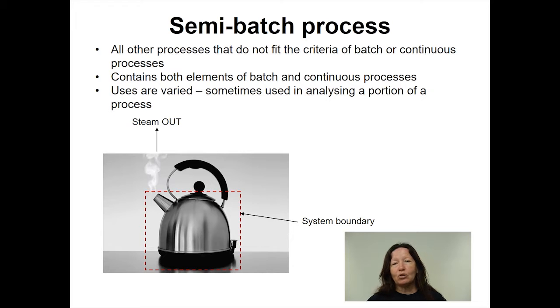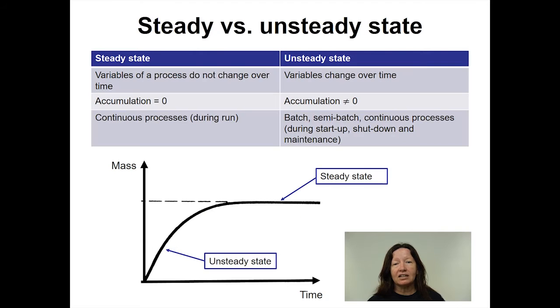Let's have a look at how this translates into having a steady state or an unsteady state. What does that mean? Let's use the graph to help us understand steady state versus unsteady state. If you look at the graph, we've got an unsteady state system where the system is moving in a linear direction. So our mass is changing with time, and that means our state is unsteady.